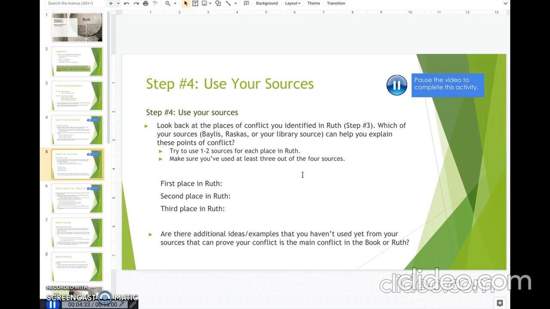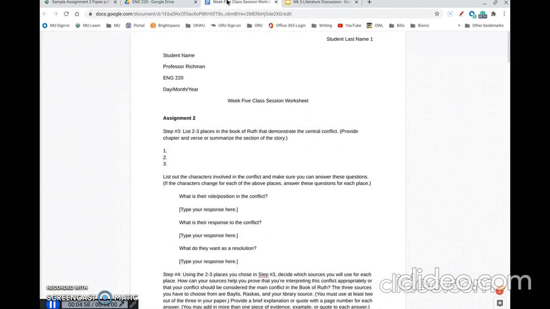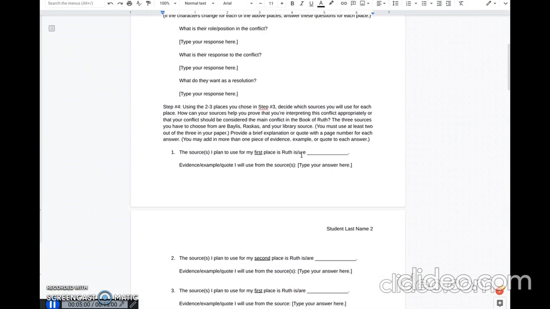Okay, so a couple things to check. Make sure you use at least 1 to 2 sources for each place in Ruth. That's kind of a good benchmark. And then make sure you've used at least 3 out of the 4 sources. So that means at least 2 of these sources. You need to have used at least 2 out of Baylis, Raskus, or your library source. Okay, so the Book of Ruth can count as your third source in your paper. So go ahead and complete this section of the worksheet.